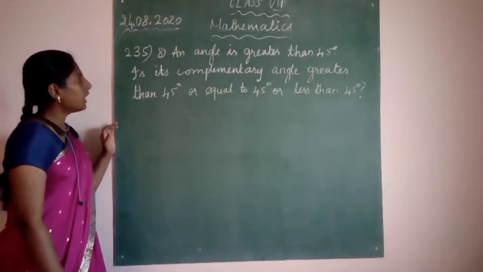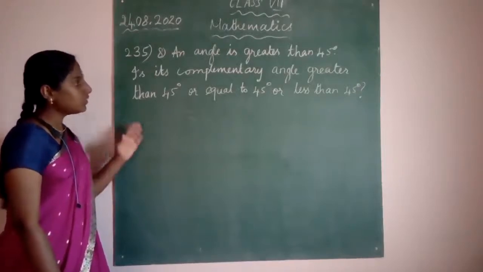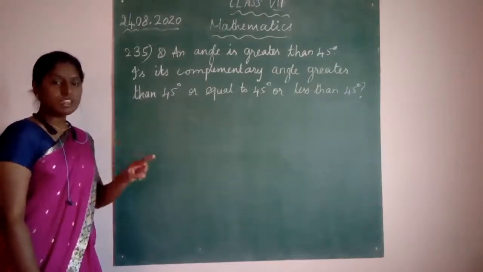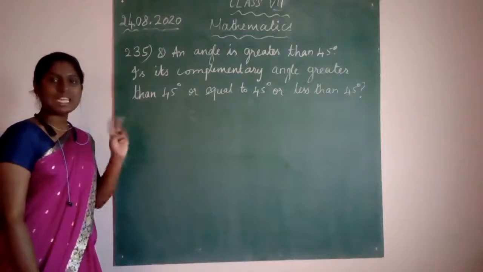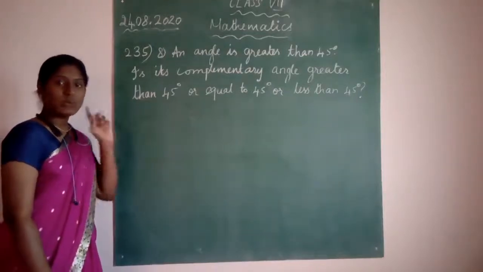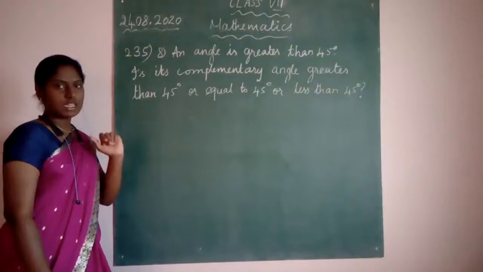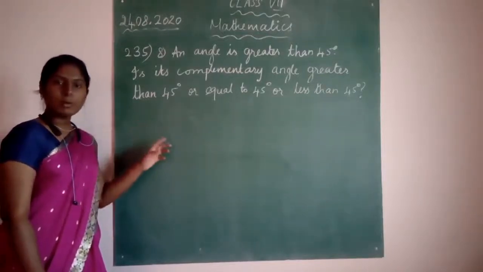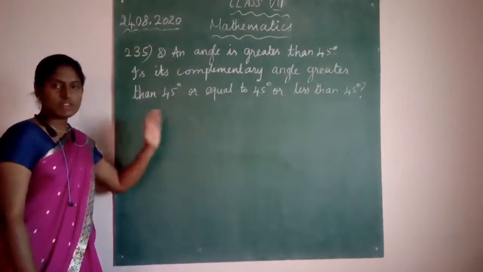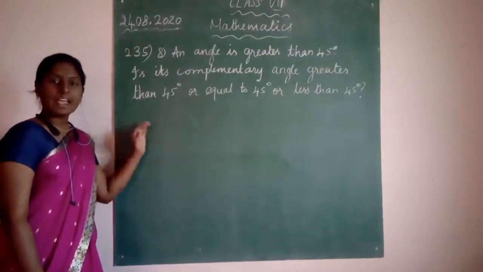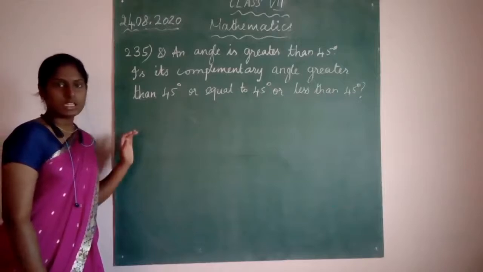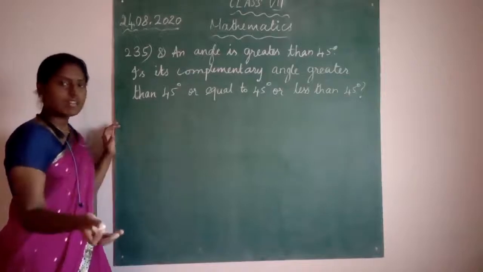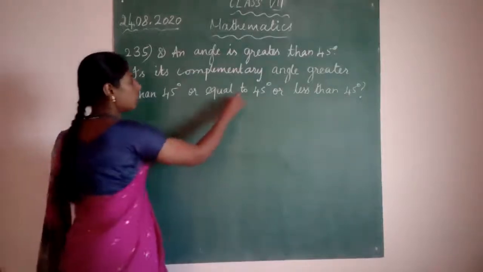Its complementary angle is greater than 45 degrees, or equal to 45 degrees, or less than 45 degrees. This is the question asked. Complementary means the sum of two angles should be 90 degrees. But it is given that one angle is more than 45 degrees. Previously we studied that 45 degrees is the complement of itself, that is, 2 times 45 degrees will make 90 degrees. So the angle which is equal to its complement is 45 degrees. So if one angle is 45 degrees, only then the other angle will be 45 degrees. So this case is not possible.